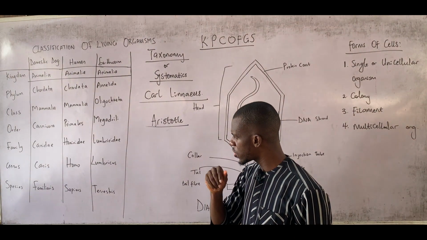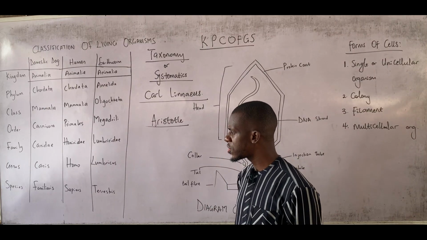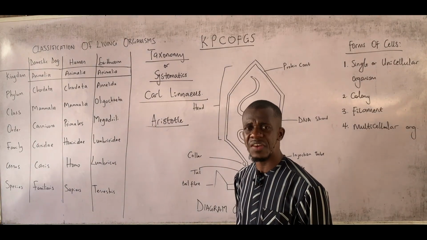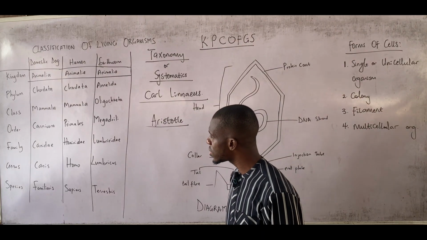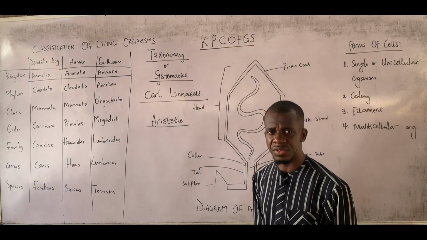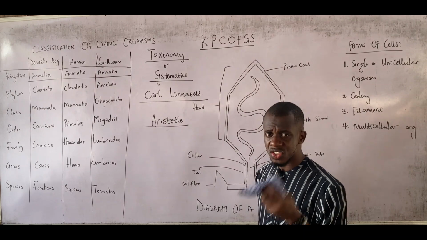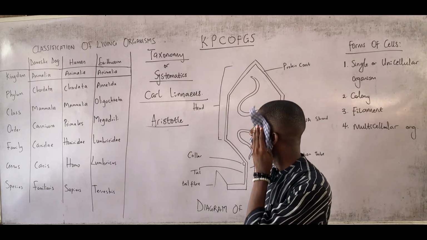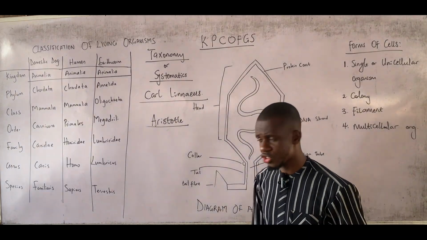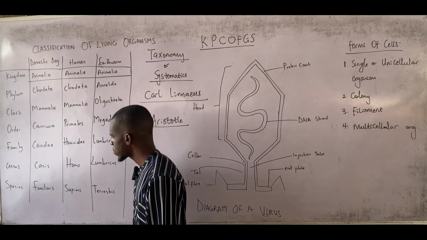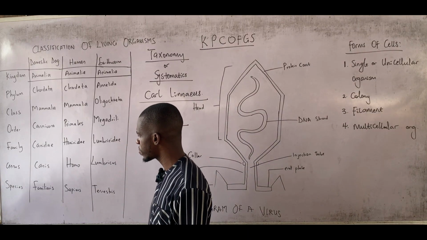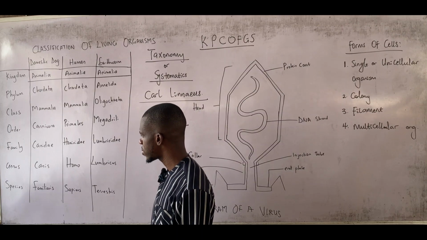Lastly, we have what is called the species, which is the least level of classification, and the species for the domestic dog is called familiaris, while that of man is called sapiens, and that of the earthworm is called terrestris. All right, now let's define some things here.